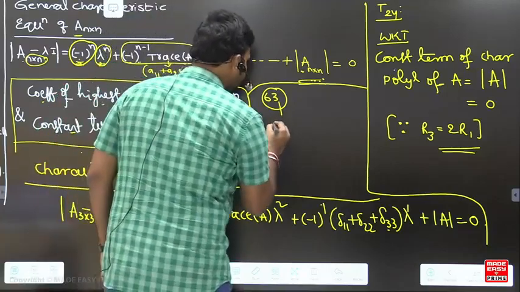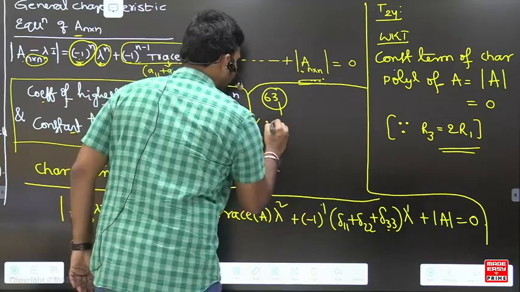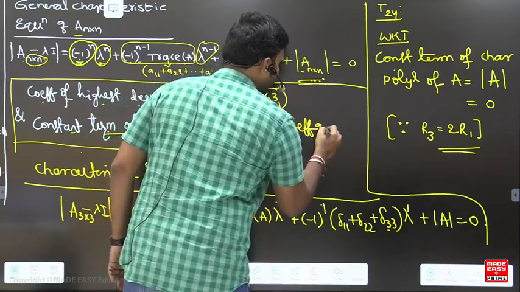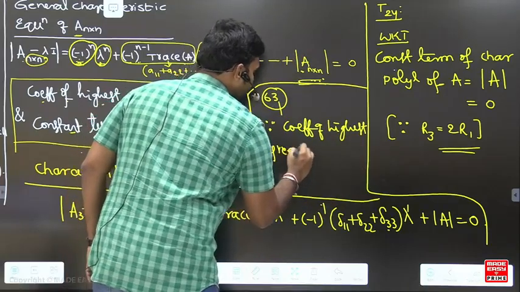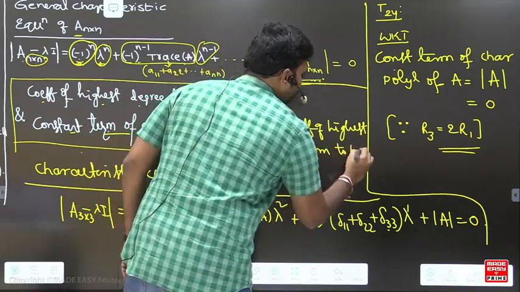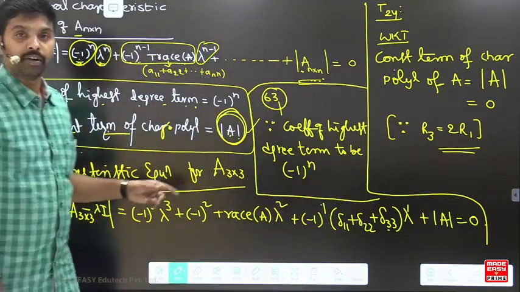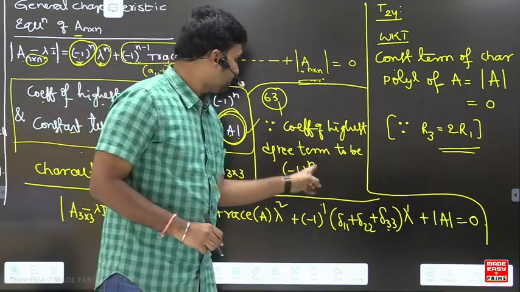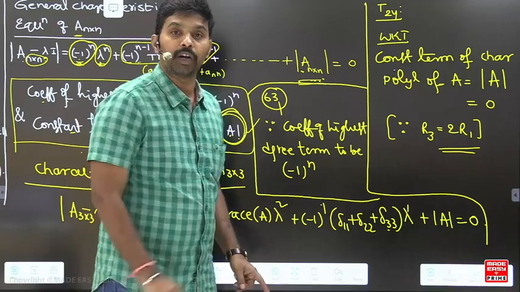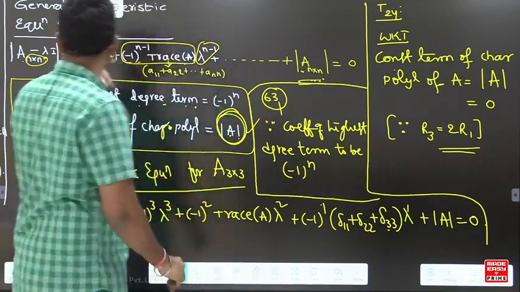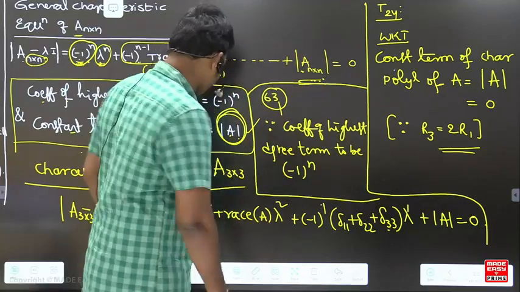In question 63, the coefficient of the highest degree term should be minus 1 whole power n, but it is not there. So first, you multiply by minus 1 whole power n to the equation, and then it will be in this form, and then you take the constant as the determinant here.